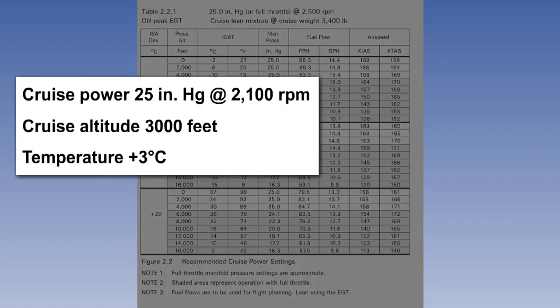We shall use an example to demonstrate the use of the tables. Use the following figures. Cruise power 25 inches of mercury at 2,100 rpm. Cruise altitude 3,000 feet. Temperature plus 3 degrees centigrade. Calculate the fuel flow in gallons per hour.